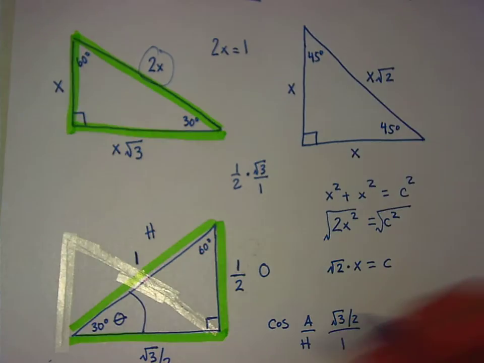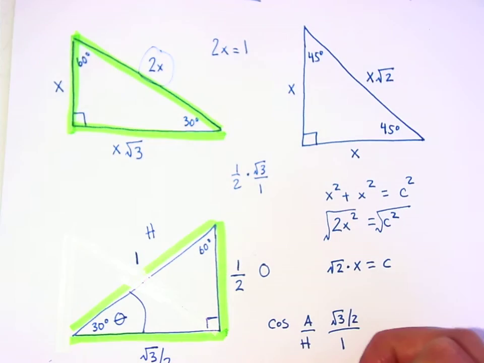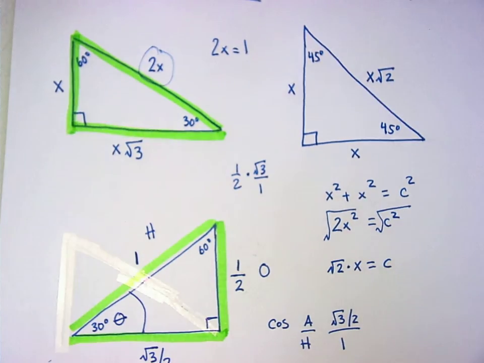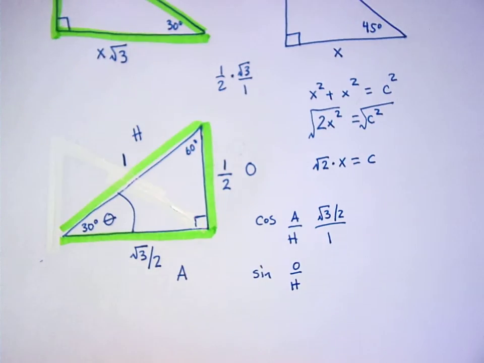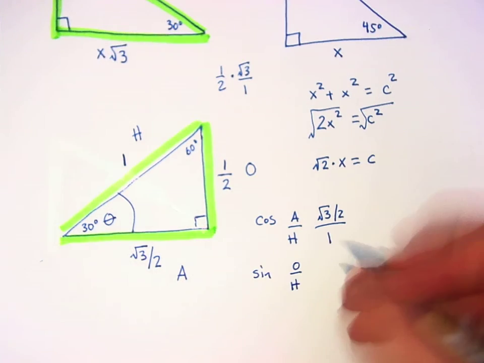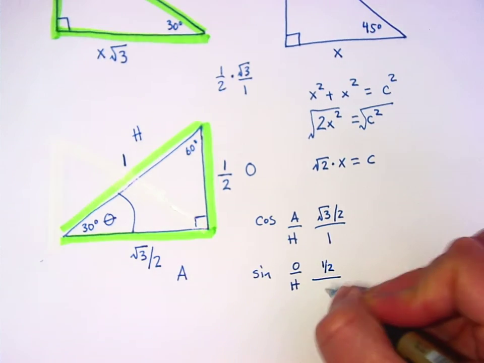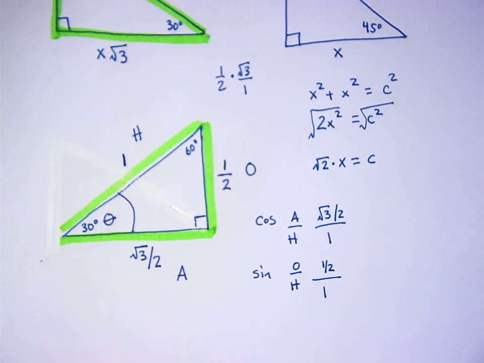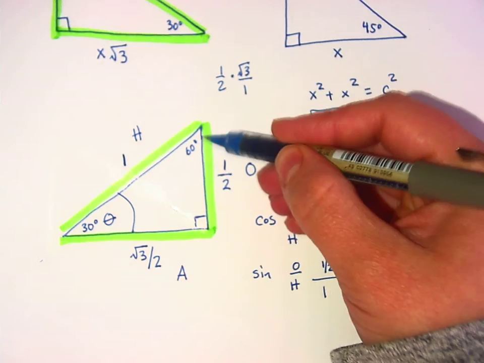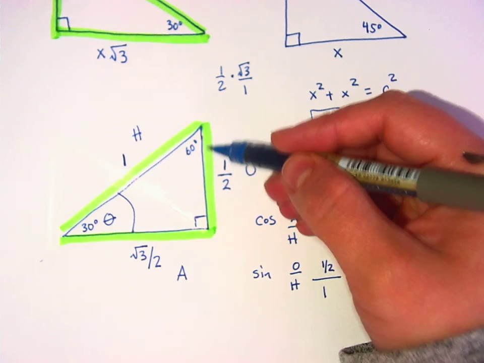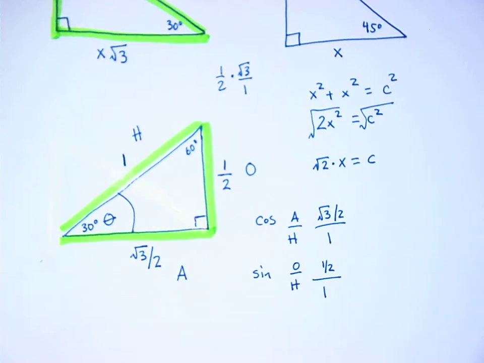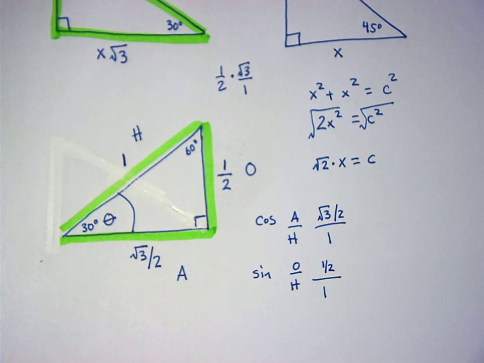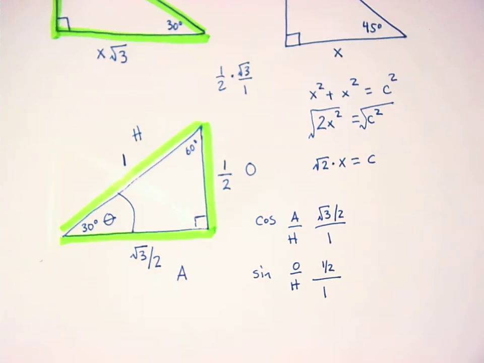And the sine is O over H, which in this case is 1/2 over 1. And the hypotenuse will always be 1, right? So the sine is always the y value. And that's going to be essential. So we're going to write it on our unit circle. It's so essential that we're going to write it on there, okay?